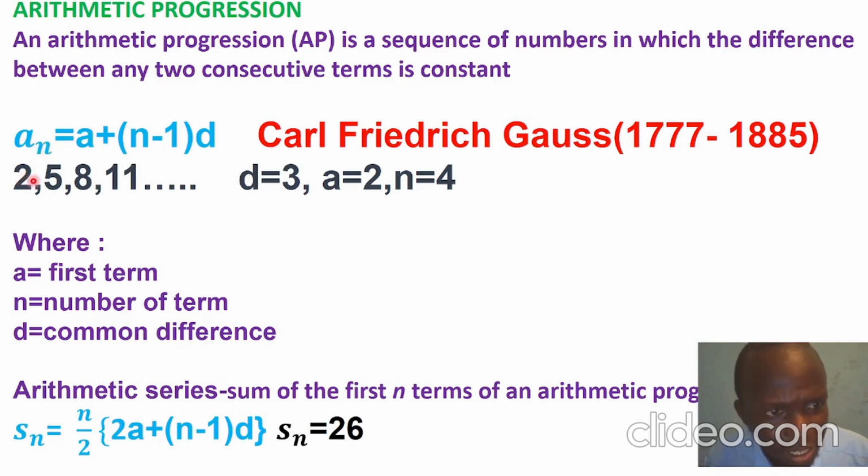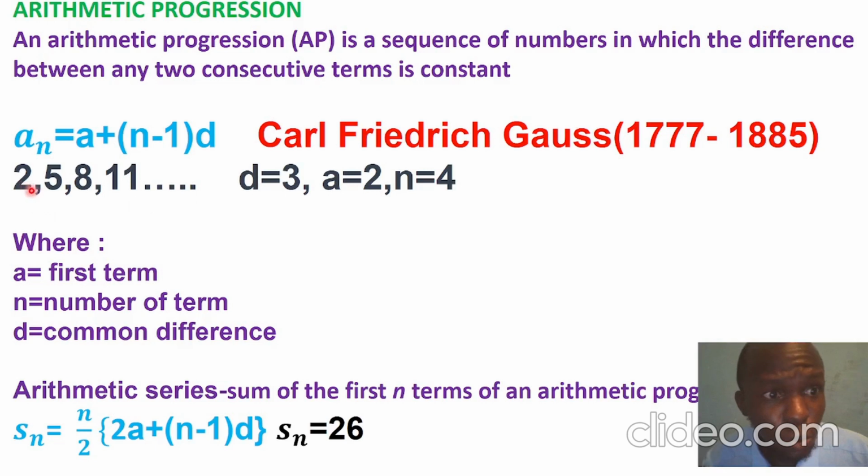Now, this is an example of an arithmetic progression, or arithmetic sequence. Look at the first term, which is 2. 2 plus 3, we get 5. 5 plus 3, we get 8. 8 plus 3, we get 11. So you can guess the next number, which is 11 plus 3, 14. Such a sequence qualifies to be called an arithmetic progression. Now, look at this. The common difference is 3, a is 2, n is 5.